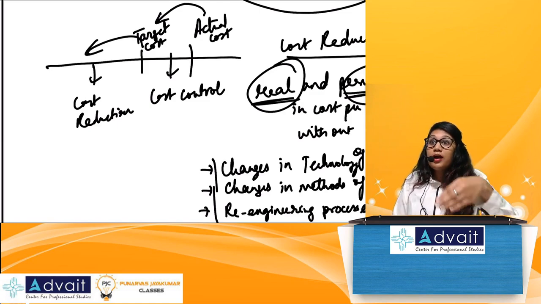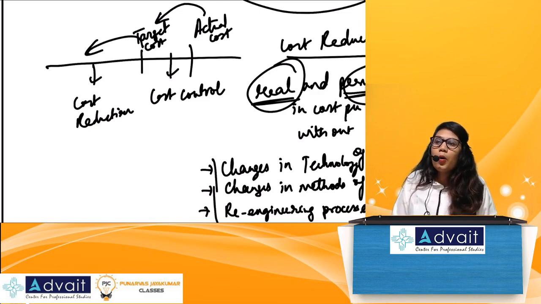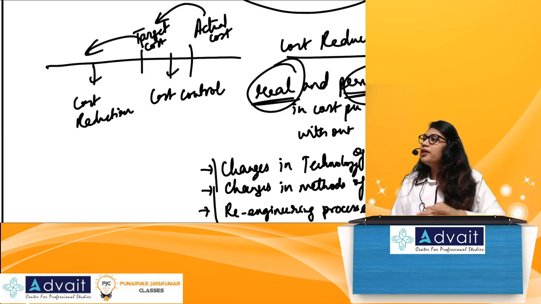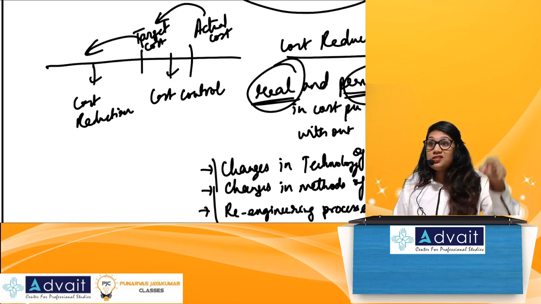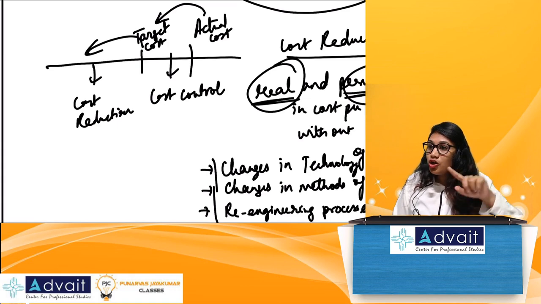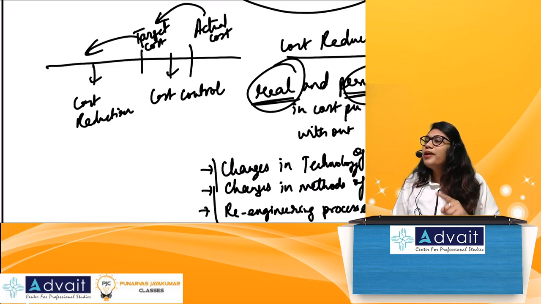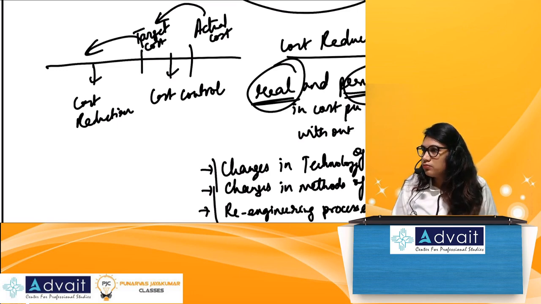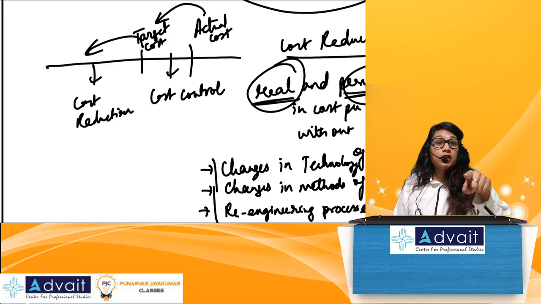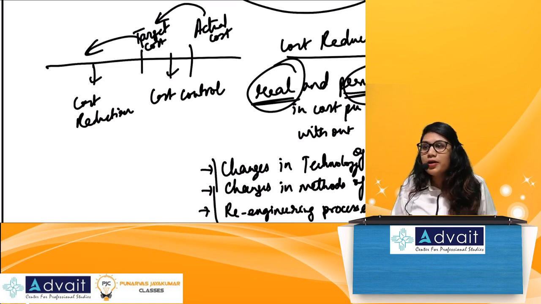But if I continuously keep practicing, ultimately there will come a point where my cost will become lesser than target cost. So that is the long-term impact of cost control. That is nothing but cost reduction. But for cost reduction, remember, it should be real and permanent decrease in cost per unit. It should not be a one-time thing. And it should be such that the quality of my product is not impaired or hampered in any way.